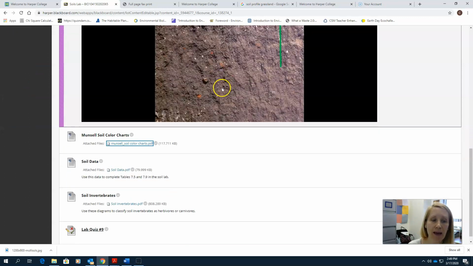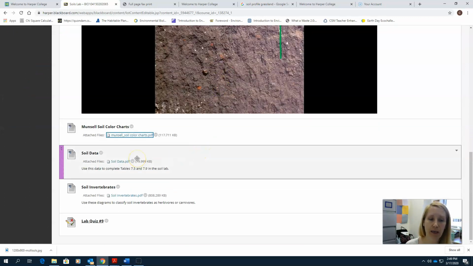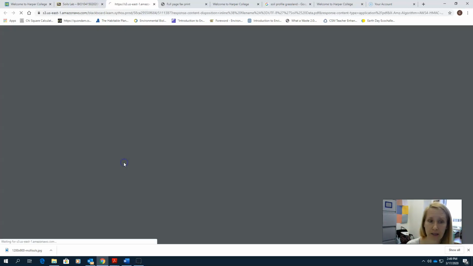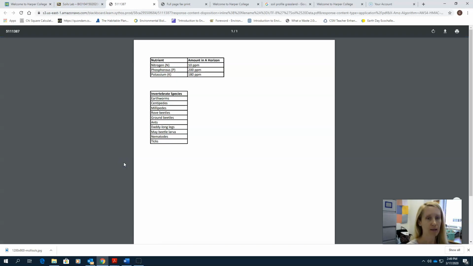The next part of the lab, I want you to look at the soil data document. So the soil data document has results of what would have been our soil fertility tests. So in lab, we would have done a test to see what the nitrogen, phosphorus, and potassium levels are. Can't do that. So what I'm doing instead is I'm giving you that data. We're just looking at the A horizon this time, and here's the nutrient data. So nitrogen, phosphorus, and potassium is listed here.